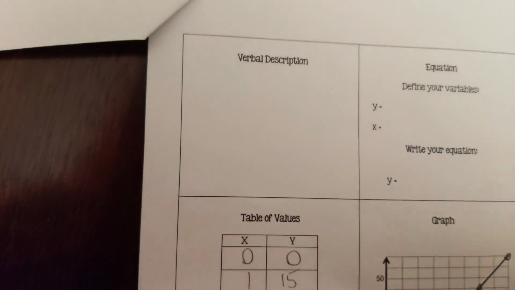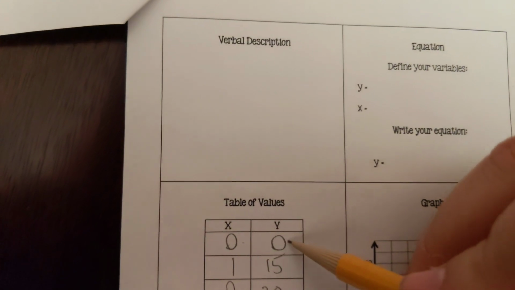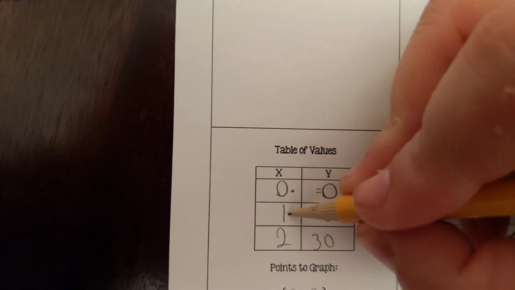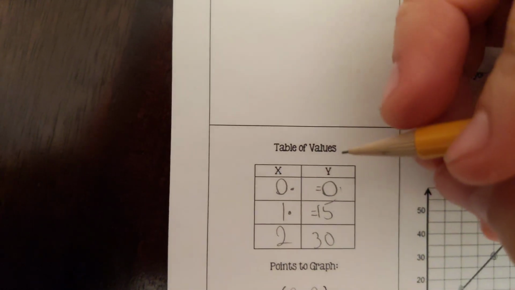Can you find a pattern to help us write the equation? Well, I know 0 times something will give me 0, 0 times anything really. So this one's not going to help me, but this one might. 1 times something equals 15.